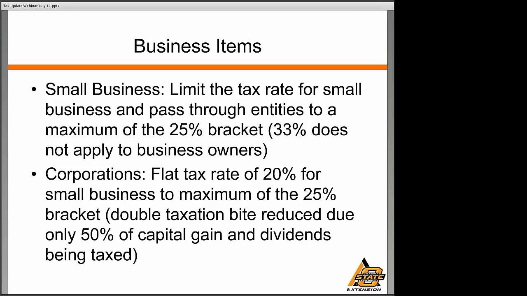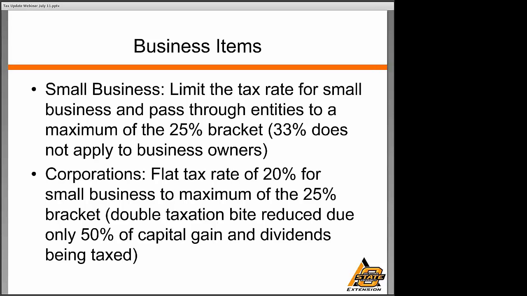Now let's bounce over to some of the business items. Small businesses. We're going to take the tax rates that apply there and give a little bit of a reduction. The business and pass-through entities, so individuals, sole proprietors, partnerships, etc., Sub-S corporations, anything that's taxed back to the individual, we're going to look at a maximum based on the 25% bracket. The 33% bracket will not apply to the business owner in those as well. So they're going to get, again, a tax break on the business side or business income.